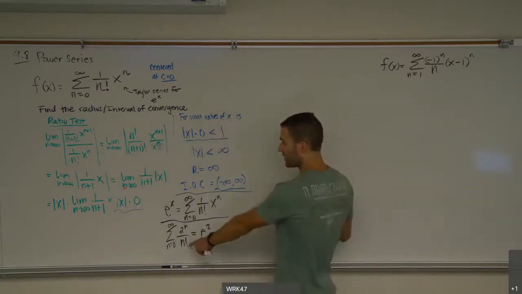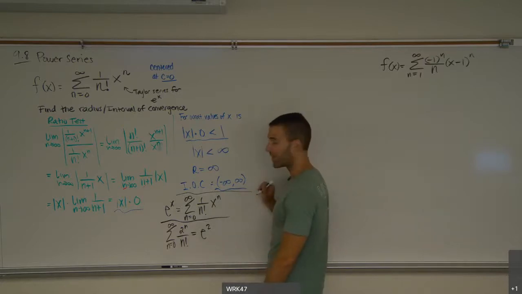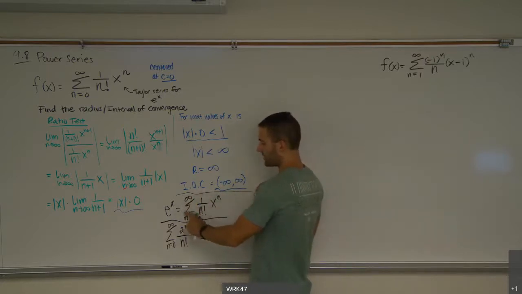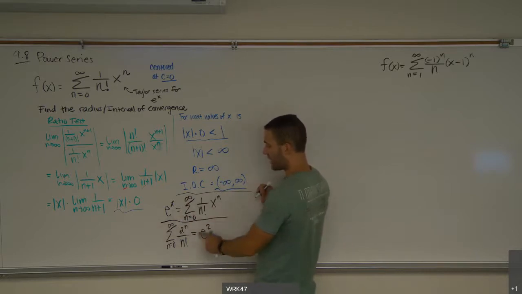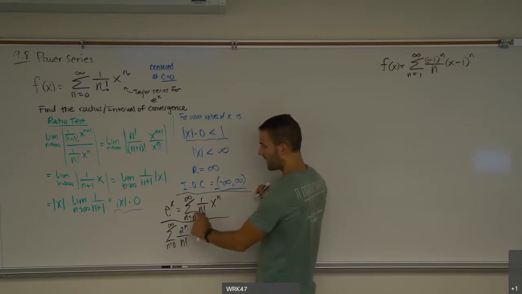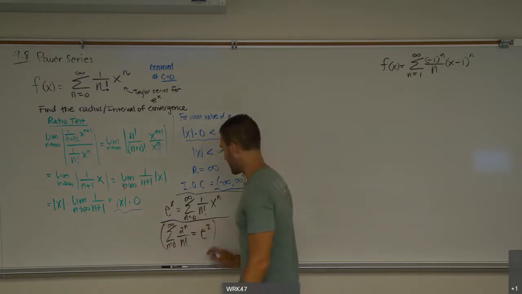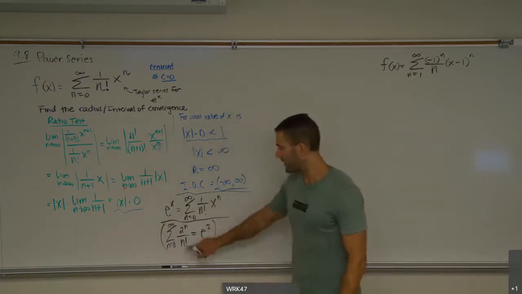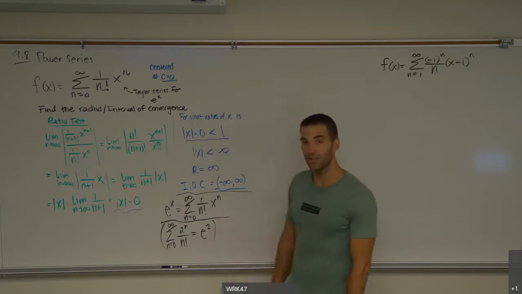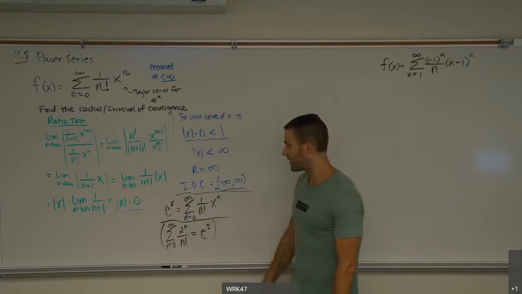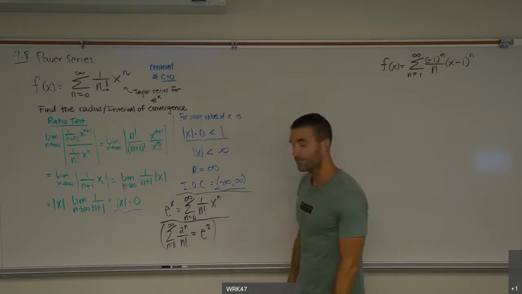That this series converges, and what is its sum? E squared. Why? Because this series is equal to e to the x. So if I replace x with 2, I would get 2 to the n over n factorial here, this infinite sum. And I know that this is equal to e to the x, so this would be equal to e squared. So what is the sum of this series? E squared. If it was 3 to the n over n factorial, it would sum to e cubed. 5 to the n over n factorial, e to the 5th.